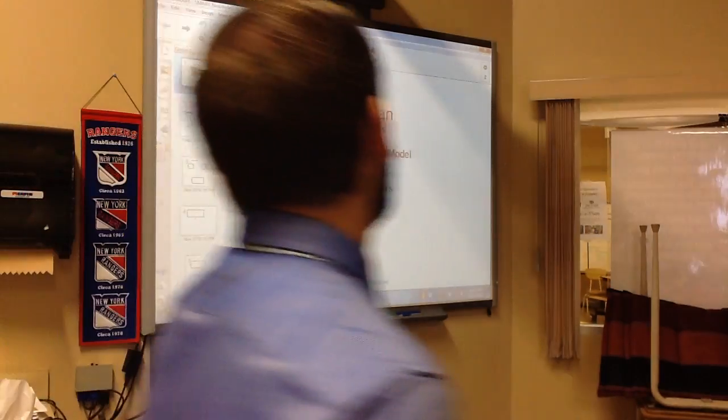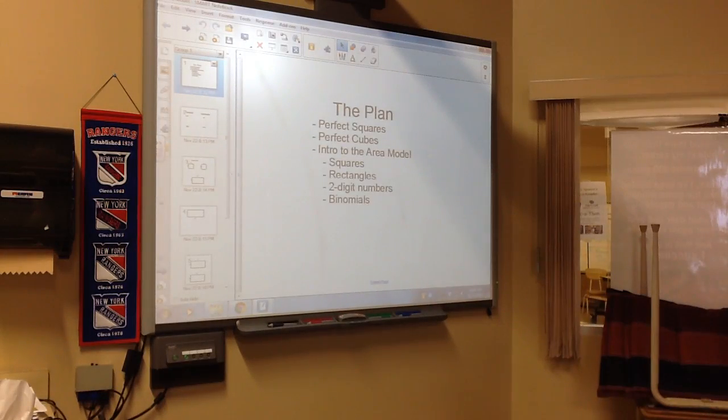Okay? So, last day we talked about prime factorization, the factor tree, greatest common factor, and lowest common multiple. We used prime factorization for a couple things. One of them was for lowest common multiple. We broke down all numbers into their prime factors.